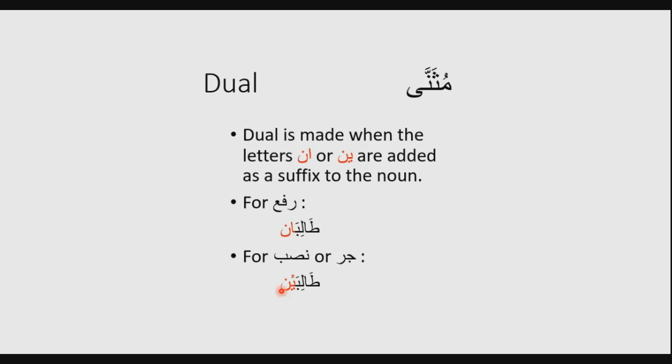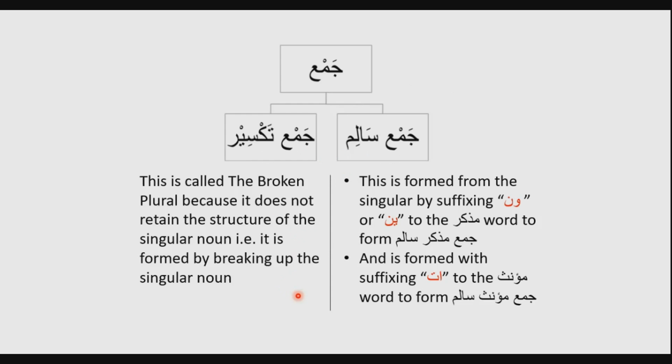This is the same examples for the dual. Dual is made when alif noon or ya noon are added as a suffix to the noun. So alif noon is added, like talib is the same thing, but alif and noon is added. So taliban or talibain. You do not go for the rafa', jar and nasab; this I will describe to you later. You just keep the dual with alif noon and ya noon. It's usually alif noon, but due to some jar and nasab conditions, it becomes ya noon. I'll speak to that in the lessons.